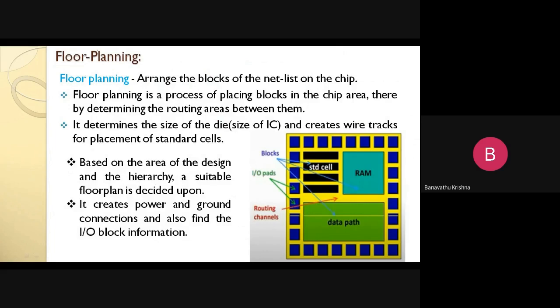This is a way of interpreting floor planning. Let us see this diagram. This is a RAM, a data path, and a standard cell. These are the blocks we are going to place in our layout, or on your floor. Whatever floor we have, on that floor we place the floor plan. We have to plan how to place whatever modules we have. Those modules are the standard cell, RAM, and data path. These are the blocks we are going to place on our floor. That is floor plan placement.